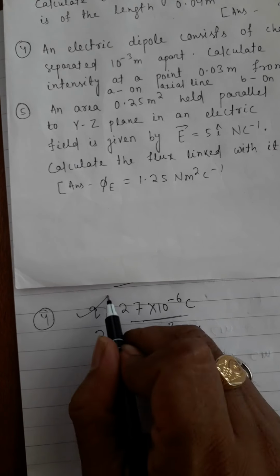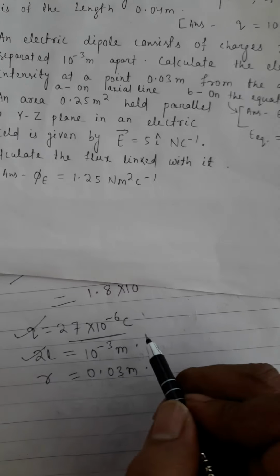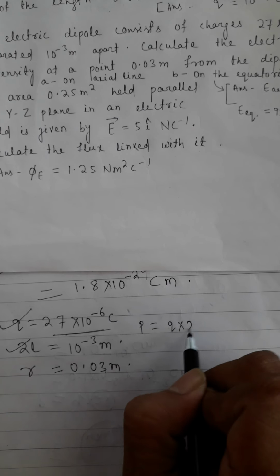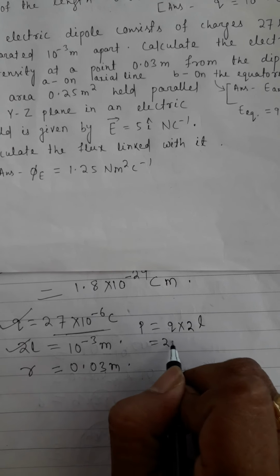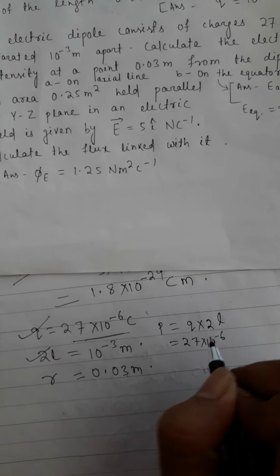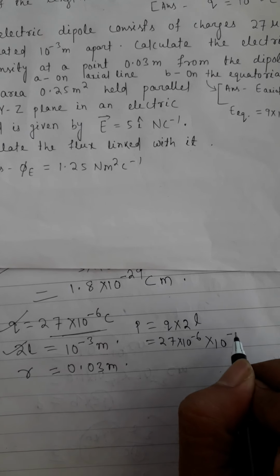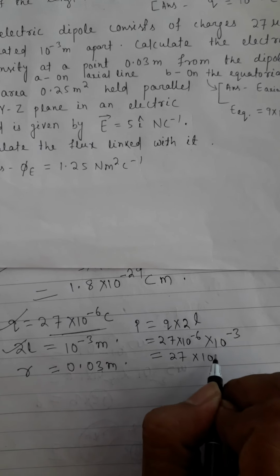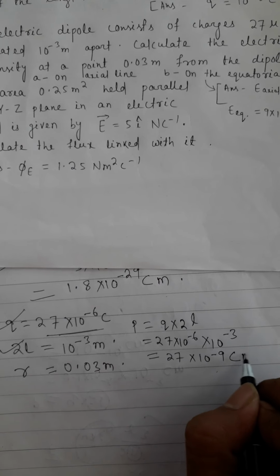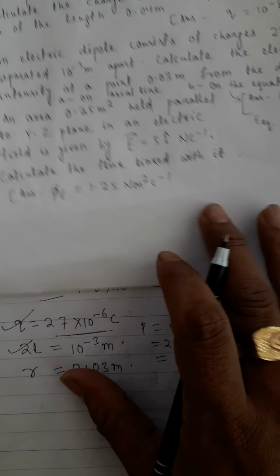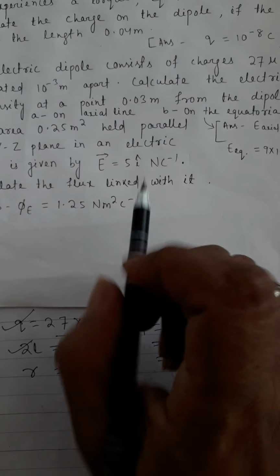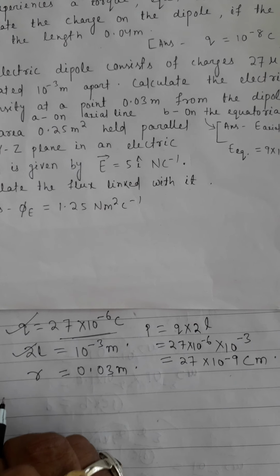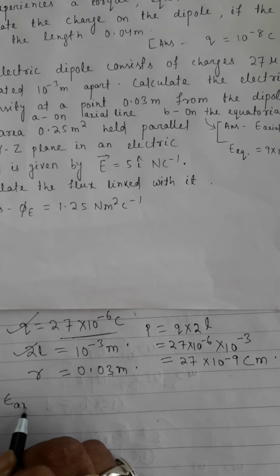So here Q is given, 2L is given, and we can find P, dipole moment, that is Q into 2L, that is 27 into 10 to the power minus 6 into 10 to the power minus 3, that will be 27 into 10 to the power minus 9 coulomb meter. So here in this question it is asked to find the electric field at an axial line and on the equatorial line. So first we have to calculate electric field at axial line.